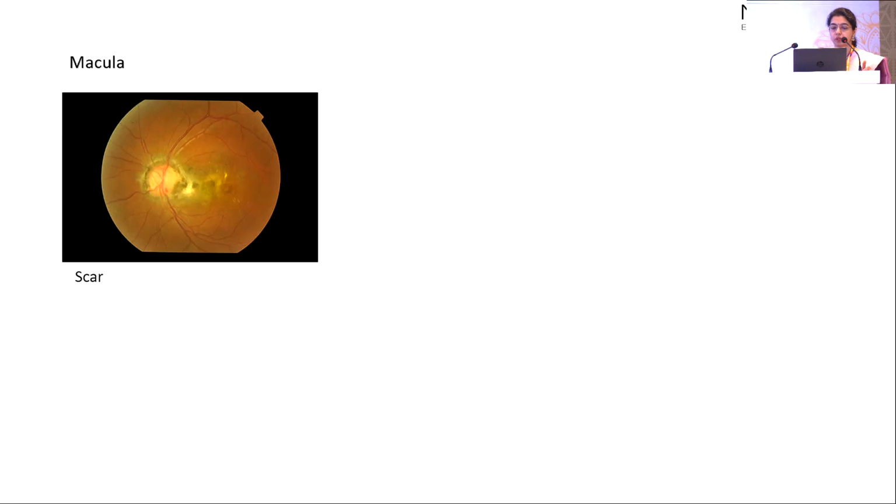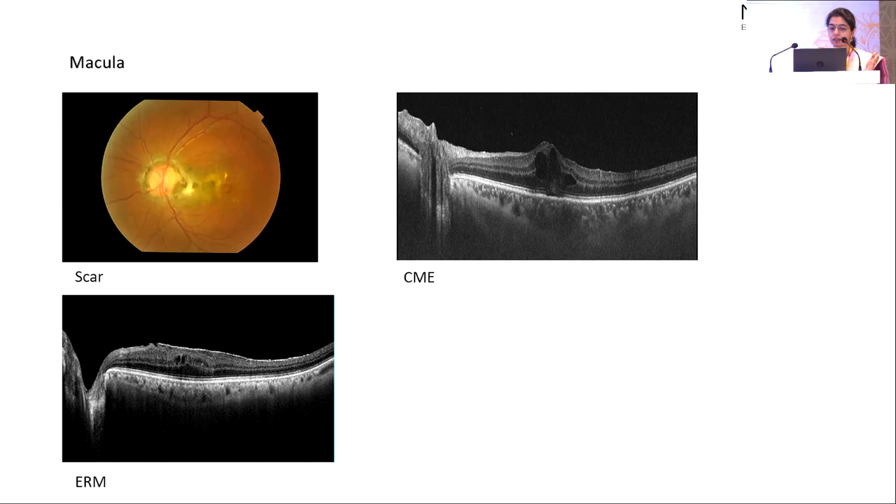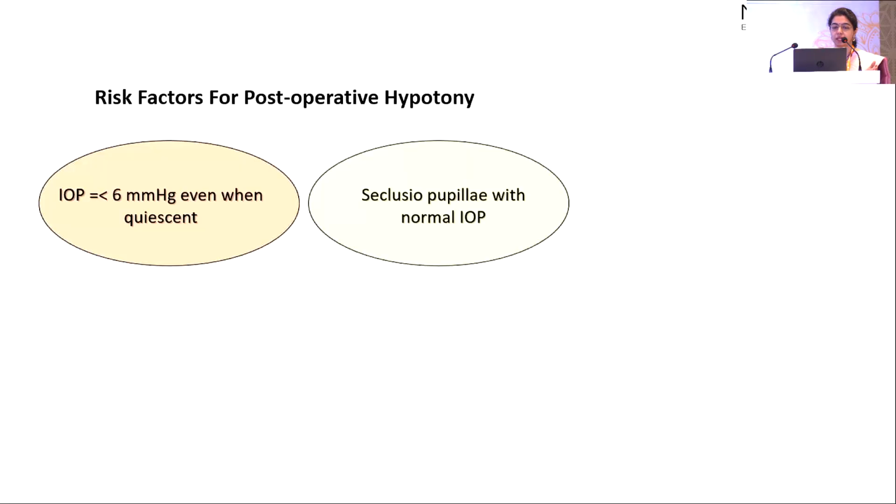Macula is the most important part, we all know. So look for a scar, a CME, an ERM, or even a macular hole. So when the media is hazy, as much as possible, now we have very good OCT machines. Always get an OCT done before planning cataract surgery.